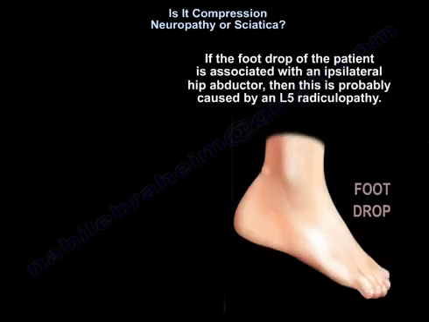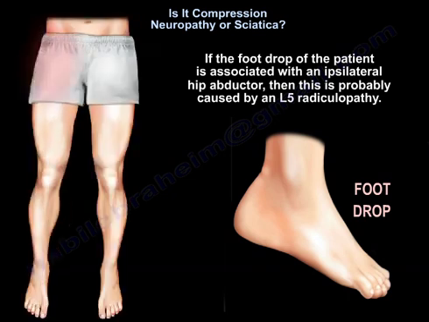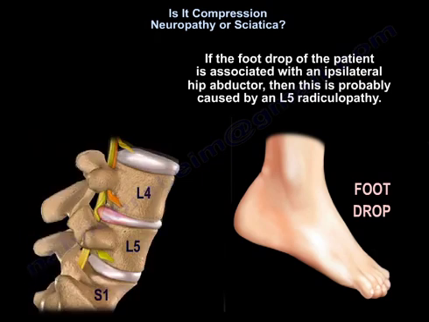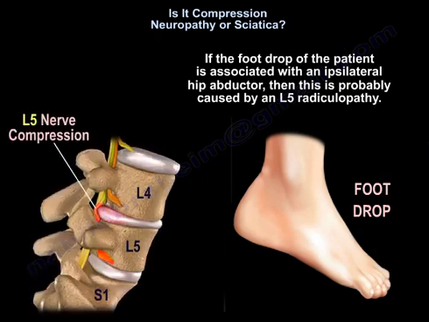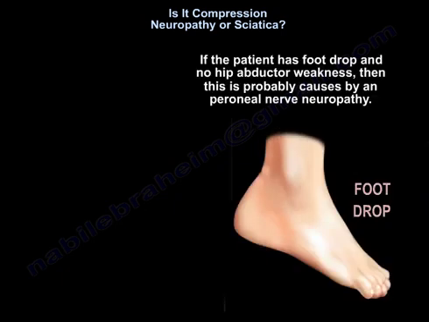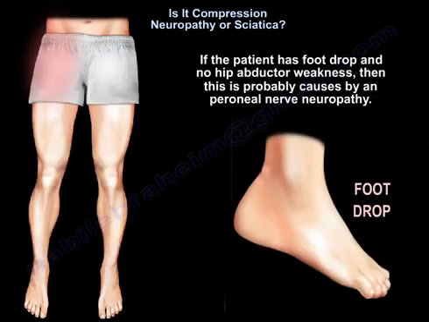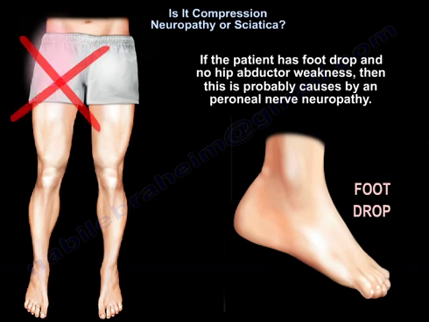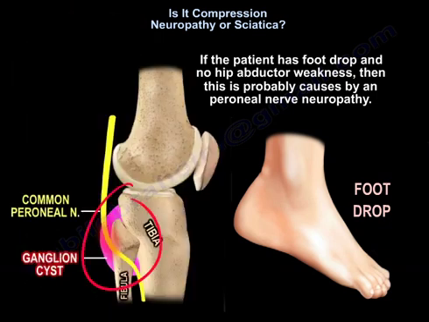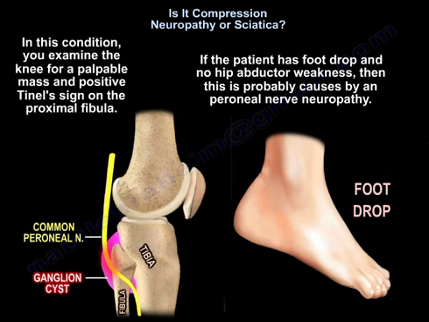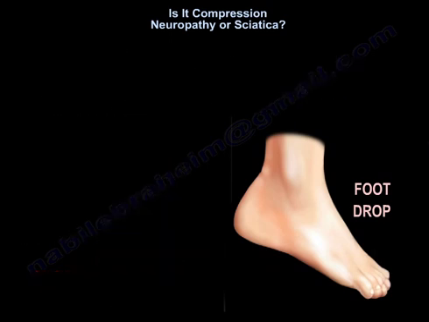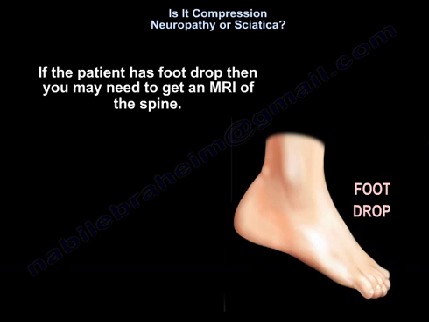So if the foot drop of the patient is associated with an ipsilateral hip abductor weakness, then this is probably caused by an L5 radiculopathy. And if the patient has foot drop and no hip abductor weakness, then this is probably caused by a peroneal neuropathy. In this condition, you examine the knee for a palpable mass and positive Tinel sign on the proximal fibula. And if the patient has a foot drop, then you may need to get an MRI of the spine.